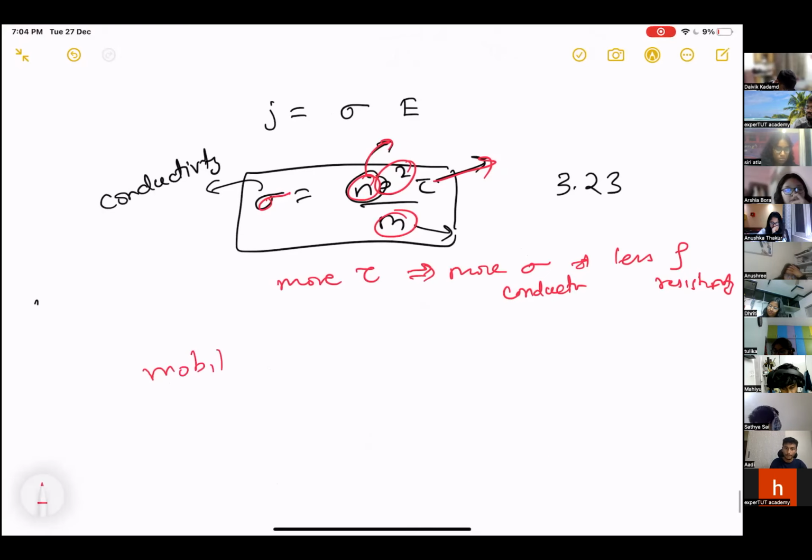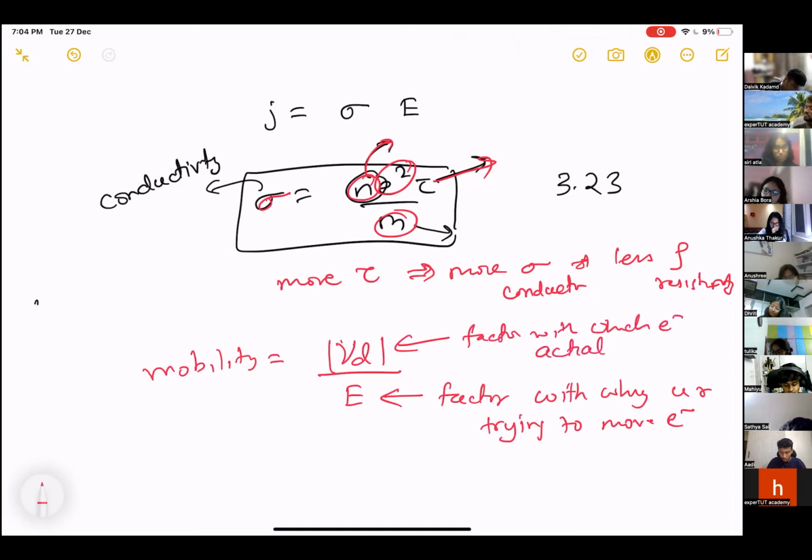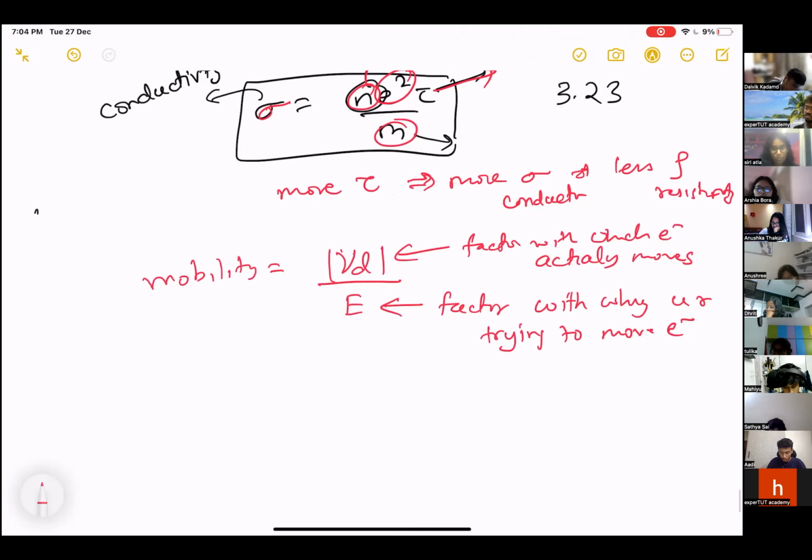Next, mobility. Mobility is defined as how much the drift velocity is, that is how much the electron is actually moving, divided by E, which was the cause. E is the factor with which you are trying to move the electron, and the drift velocity is the factor with which the electron actually moves. If the numerator is higher, your mobility is higher, and if the denominator is higher, your mobility is lower.